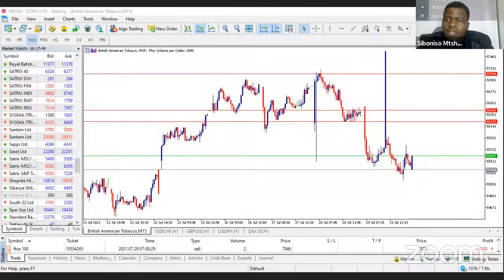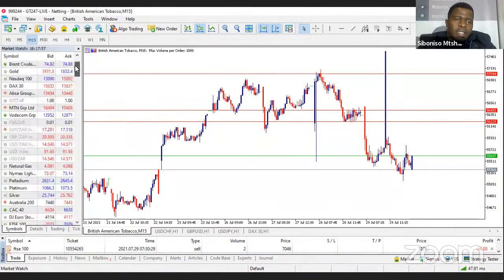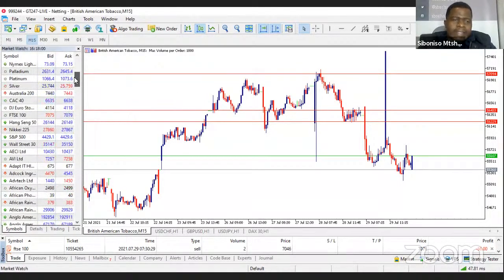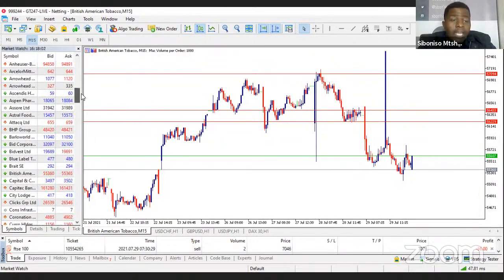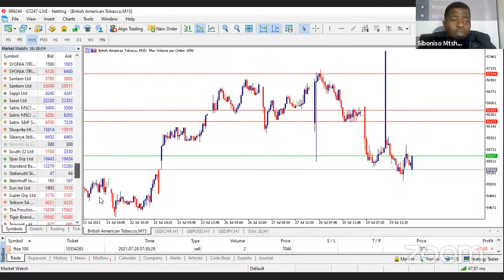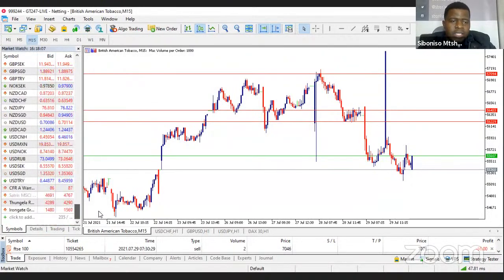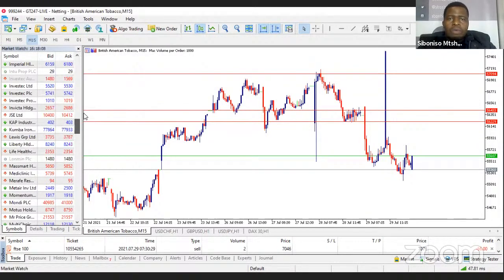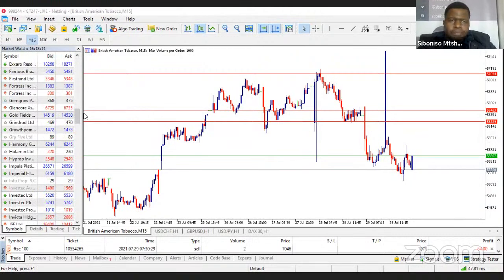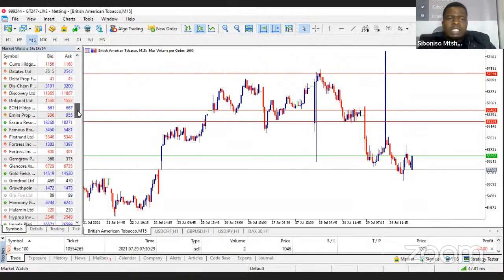So here is my platform that I want to actually focus on. All right, so as you can see here, we've got indices, we've got commodities, shares A up to Z, and then we also have currencies down there. All these opportunities are there for me and you to be able to trade them.